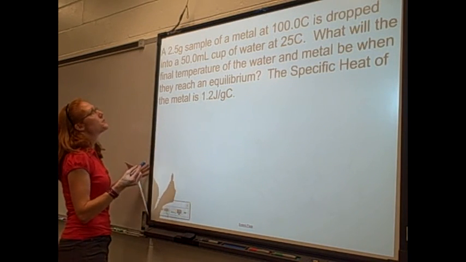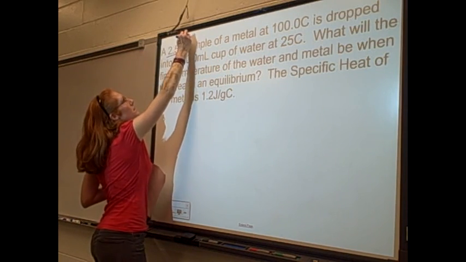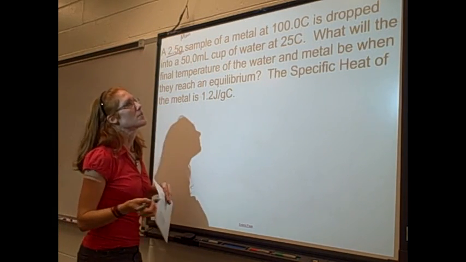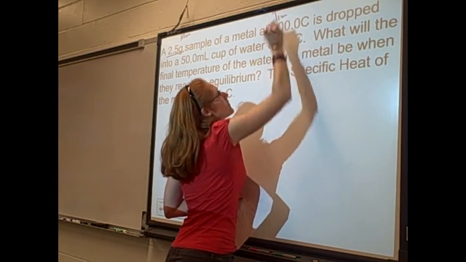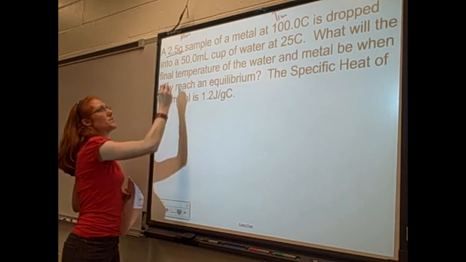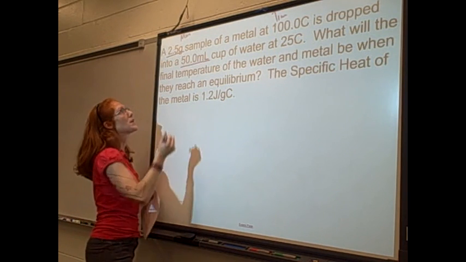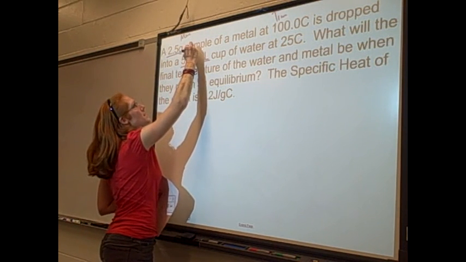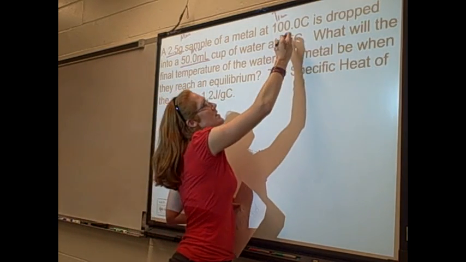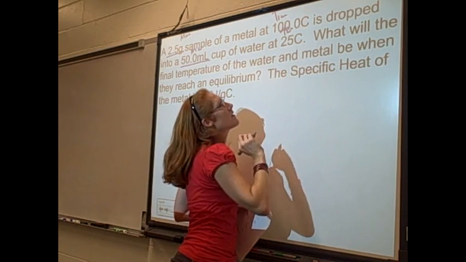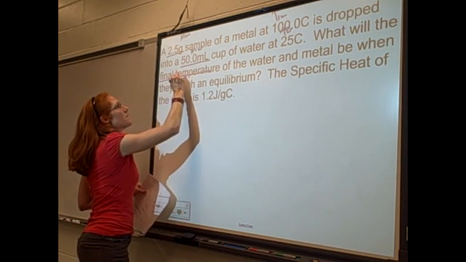I have a 2.5 gram sample of a metal at 100 degrees Celsius. So this is the initial temperature of the metal. It's dropped into 50 milliliters of water, and since 1 gram of water is 1 milliliter of water, this is also my mass. It's 50 grams of water. And it's at 25 degrees Celsius, so this is the initial temperature of the water. The question is, what will the final temperature be? So I'm looking for TF.